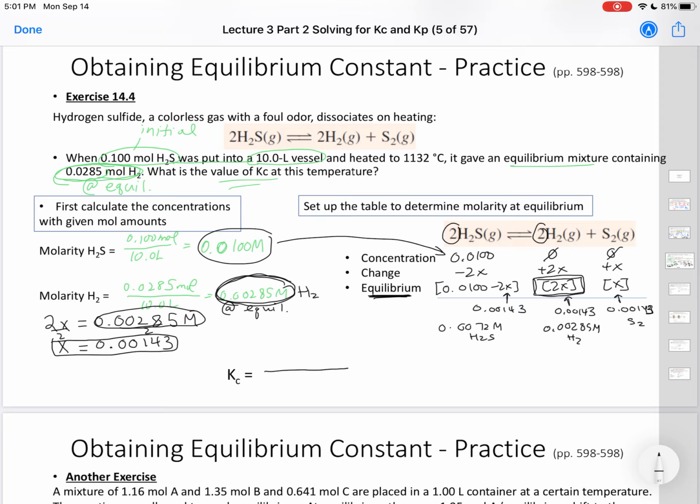So therefore to calculate Kc, I'm getting products over reactants. I'm going H2 to the 2 because of the stoichiometric coefficient, S2 over H2S, and again it's squared because of the coefficient in front. So I'm going to plug in all my numbers.